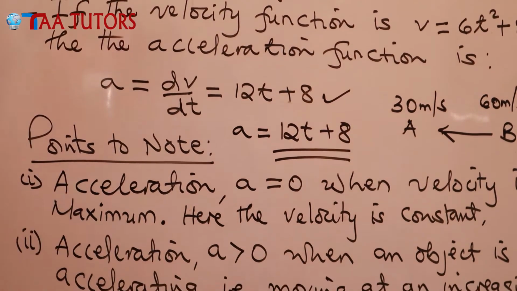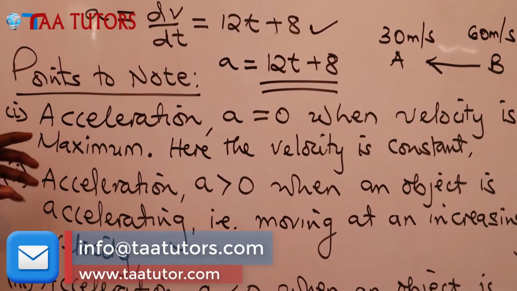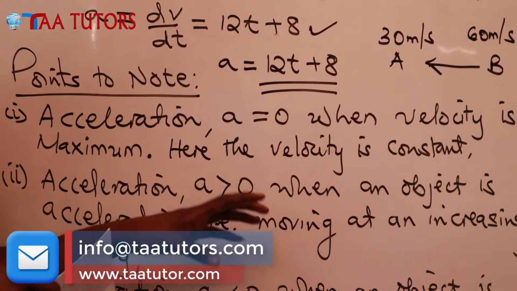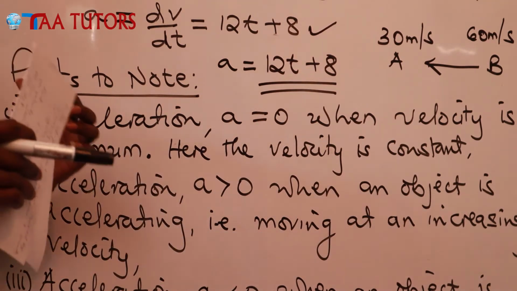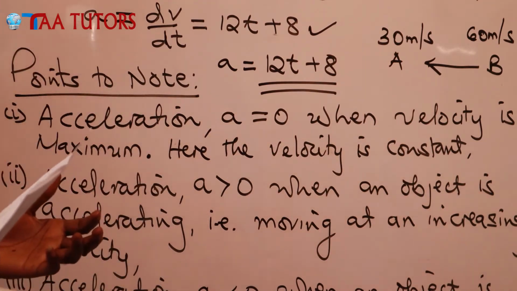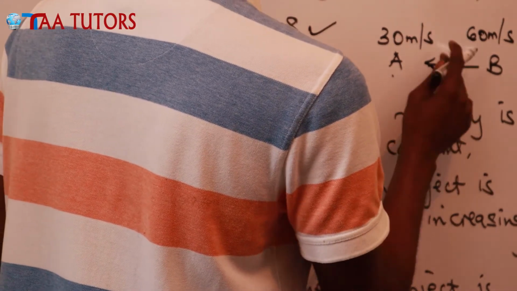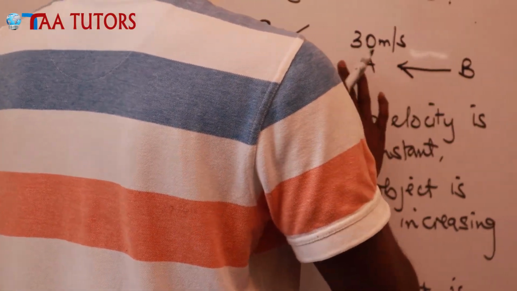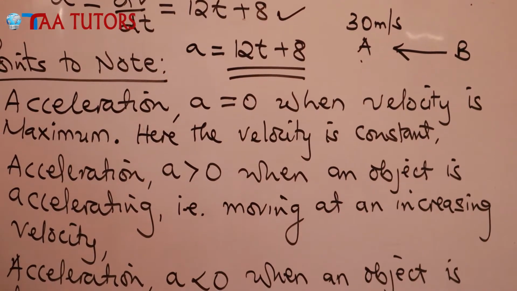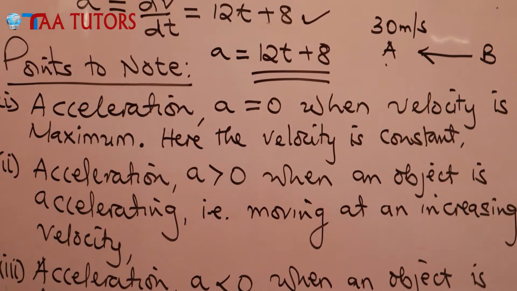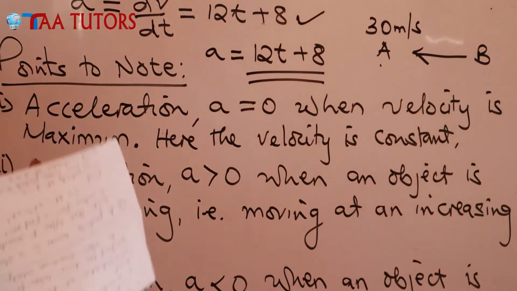But let us find out some of the points that you need to know when calculating these accelerations. The first thing is that acceleration is equal to 0 when the velocity is maximum. At maximum velocity, an object normally moves at a constant velocity, meaning that the speed is constant. For example, if the object is moving from point A to point B at 30 meters per second, it means that the velocity is constant across. That is what we refer to when the acceleration is 0. Don't assume that when v is 0, the object is at rest. When a is 0, the object is moving, but the velocity is constant.